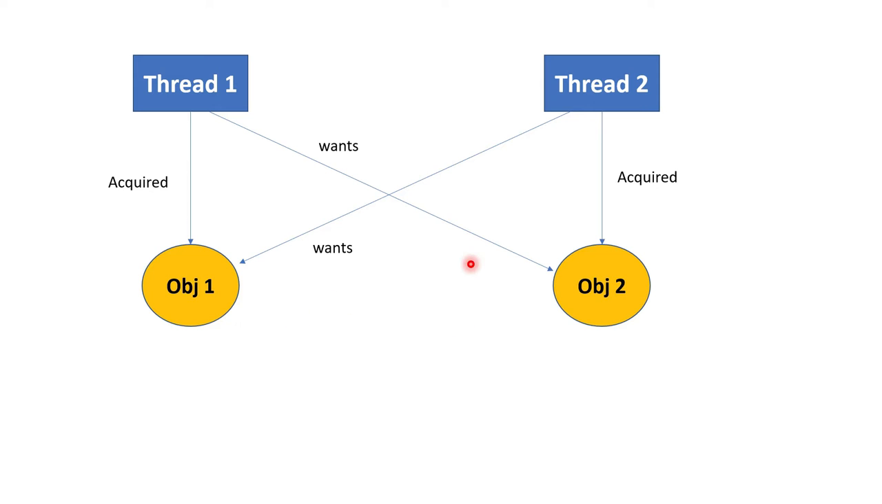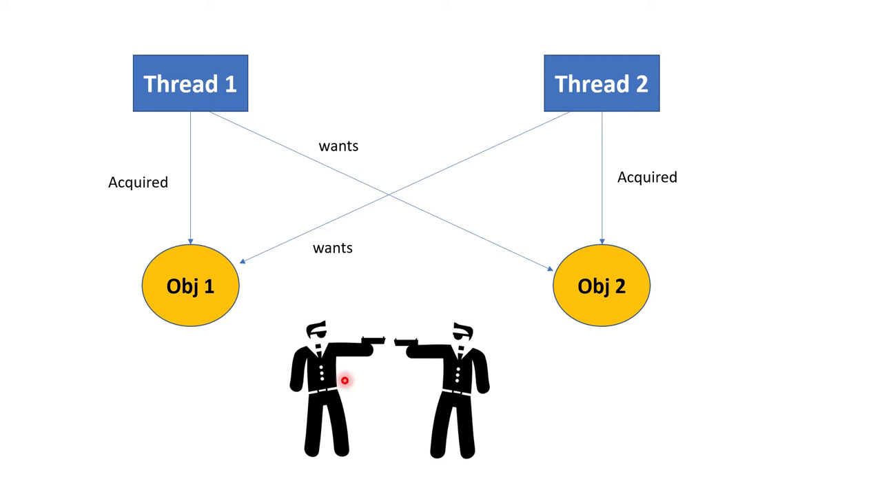Now in this situation, it is similar to two people holding guns at each other. This person is saying, hey, drop your weapon or I will shoot you. That person is saying, drop your weapon, or I will shoot you. So this is a never ending process, right? No one will drop the weapon in the end.